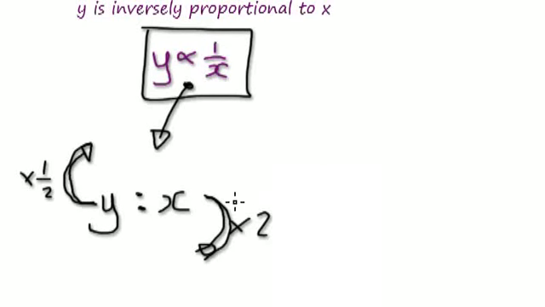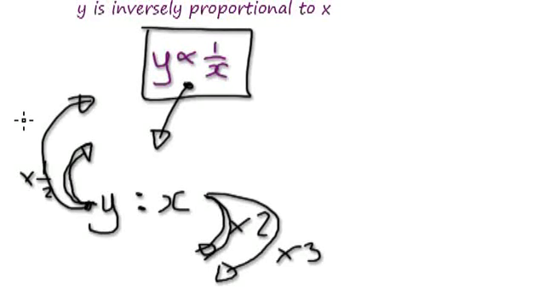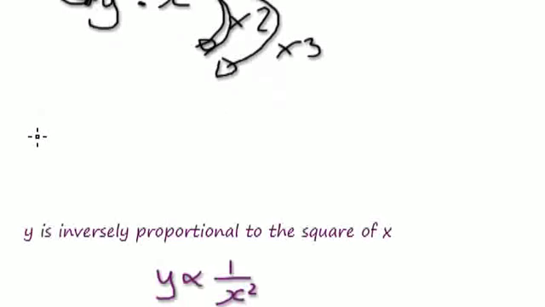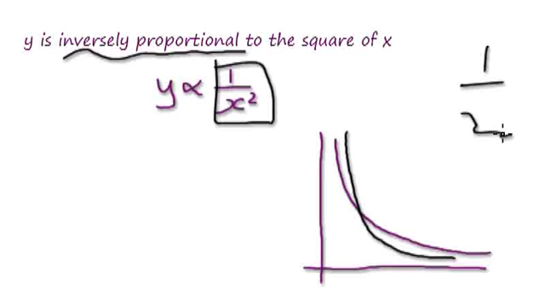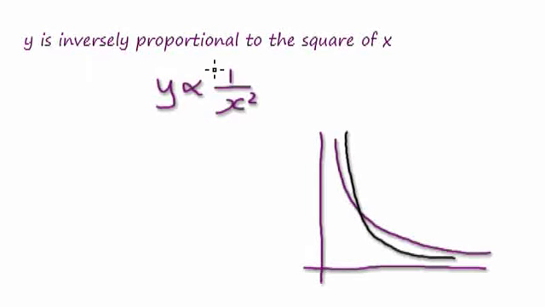If you times x by 3, then you're going to have to times this by 1 over 3. Okay, it's that kind of a relationship. And this one here, y is inversely proportional. So inversely proportional is going to be 1 over something. Inversely proportional to the square of x.